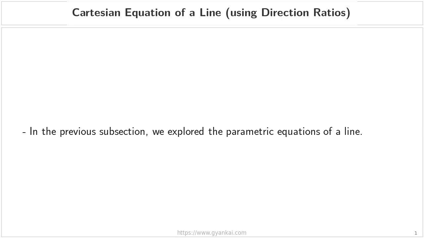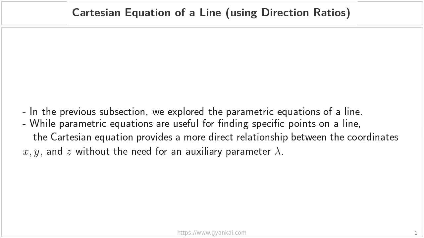Now, before we dive into the new material, let's take a moment to reflect on what we have already covered. In our previous subsection, we explored the parametric equations of a line. As you know, those equations are incredibly useful when we want to find specific individual points along a line. However, there is a slight limitation. They rely on an auxiliary parameter, which we usually call lambda.